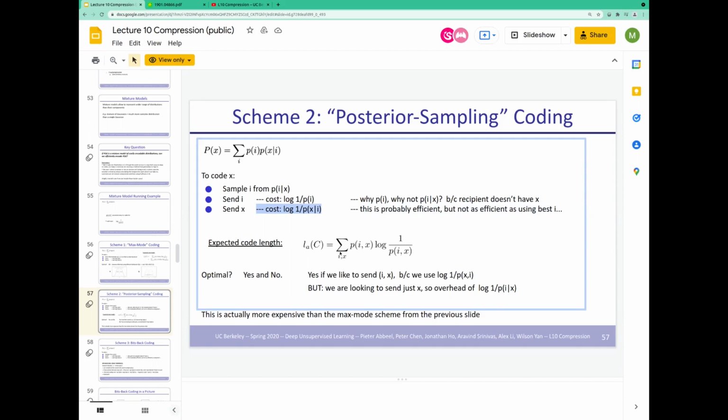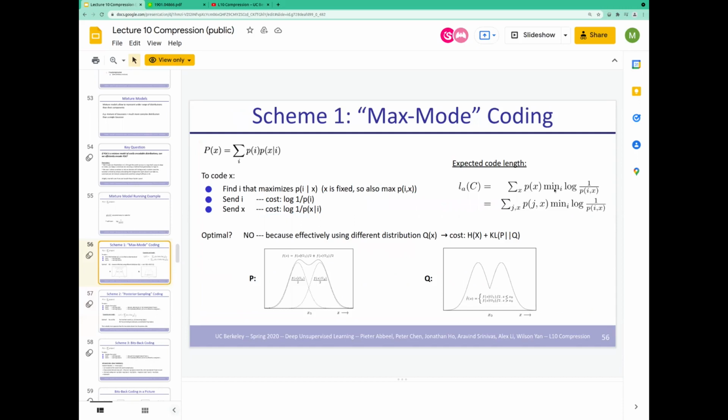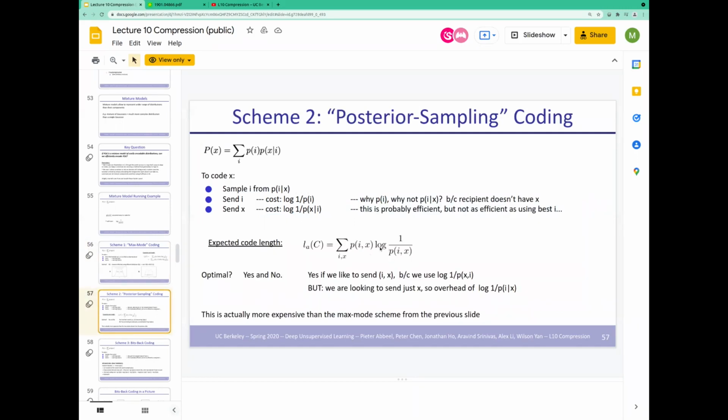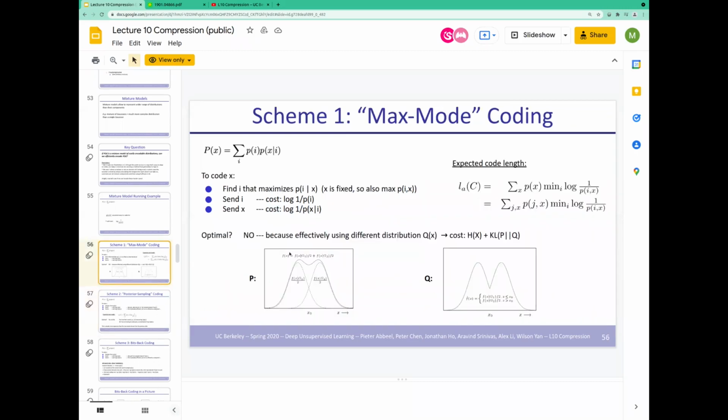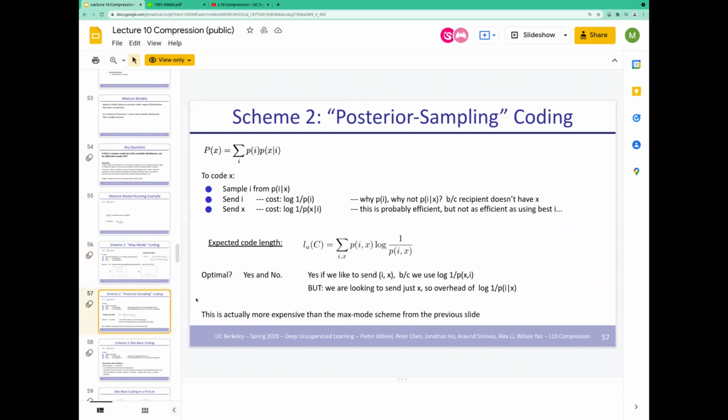And so here's the expected code length, which is almost similar to the previous one, but it doesn't have the min over i. It is just the regular one. Okay, and is it optimal? Yes and no. This one is also yes and no. If they're separate, it should be yes.